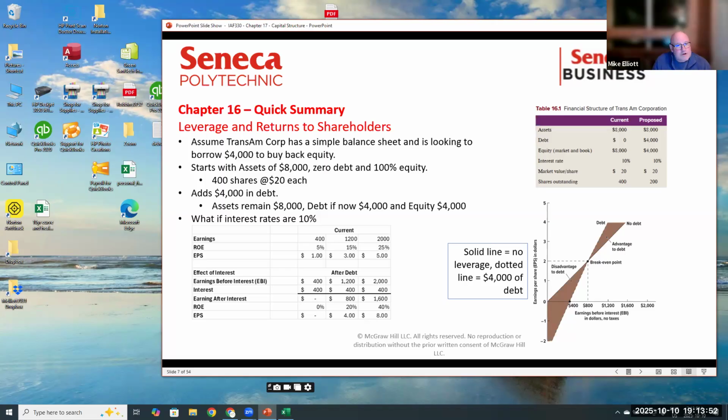If we have 400 shares outstanding and we have $400 in earnings, we have $1 per share of earnings. If we have 400 shares outstanding, we have $1,200 earnings, we have $3 per share. And if we have 400 shares and 2,000 in earnings, we have $5 per share of earnings. What does this translate into? Well, $400.